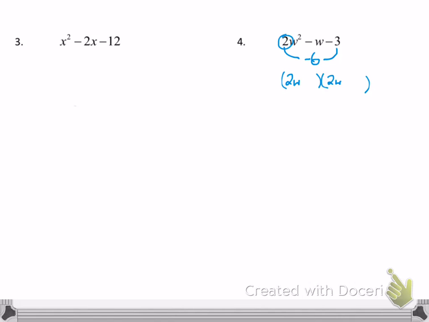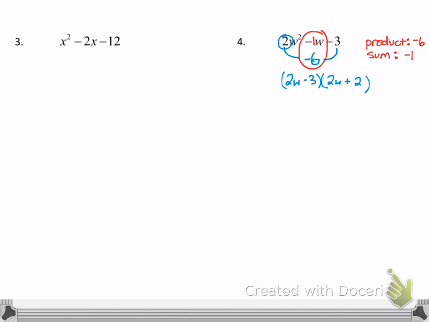Now, next step in the Miller method, look at these two middle ones. What is a product that gives me -6, but a sum that gives me a -1? Let me write that. What are two numbers that give me a product of -6, but a sum of -1? I'm going to give you 3 seconds to think about that. If you said -3 and +2, that's good.